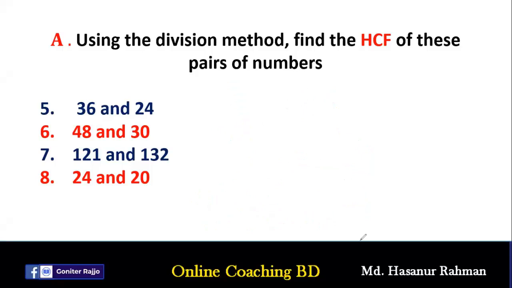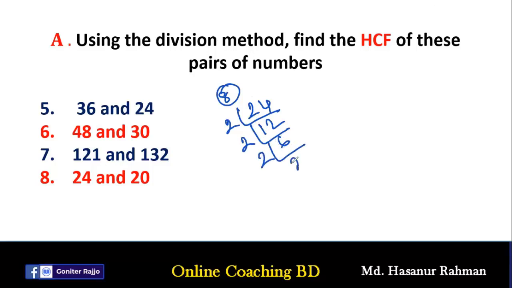Now, number 8. Number 8 says 24 and 20. Now, we can divide 24 by 2. So, 24 divided by 2 will be 12. Again, we can divide 12 by 2, it will be 6. We can divide 6 by 2, it will be 3. Again, we can divide 20. 20 divided by 2 will be 10. 10 divided by 2 will be 5.